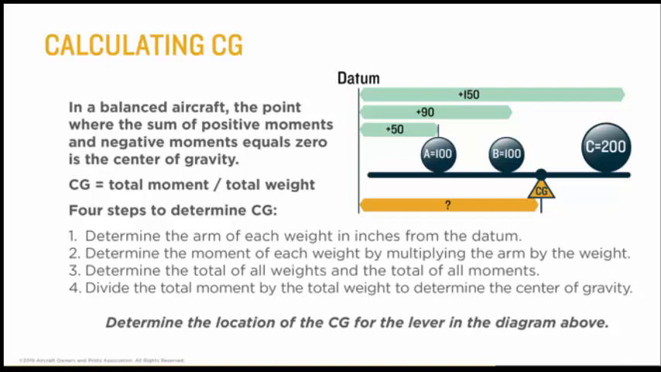And then we need to determine the moment of each weight by multiplying the arm by the weight, like what we did in the previous example. And then determine the total of all weights and the total of all moments. Then divide the total moment by the total weight to determine the center of gravity. So we need to figure out this right here.